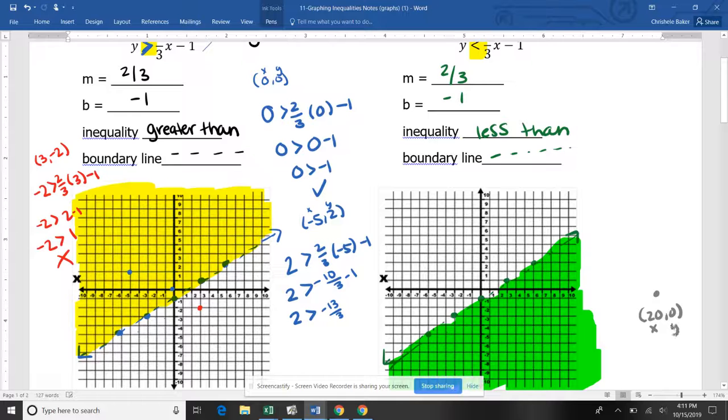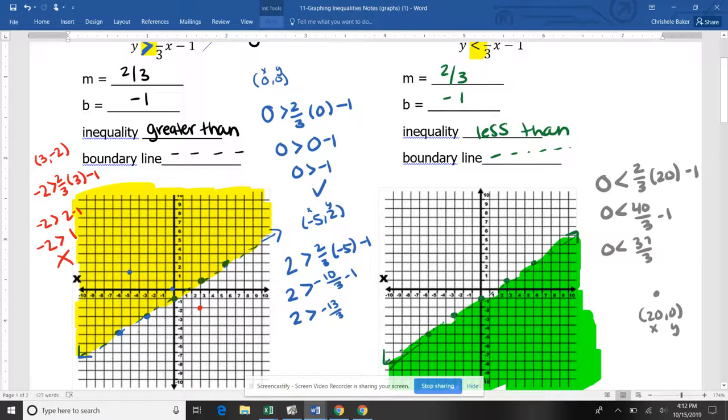This is x, this is y. Is 0 less than 2/3 times 20 minus 1? 2/3 of 20 is 40/3. Getting a common denominator, subtracting 3 over 3. Well, yeah, 0 would be less than a positive number.